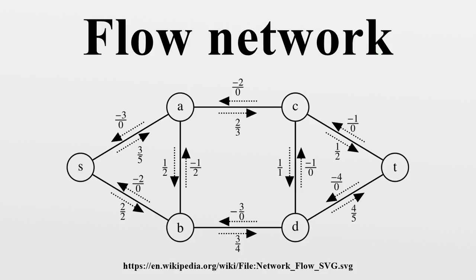So the residual network is constructed using graph G as follows. Vertices of the residual network equal vertices of G, and edges are defined as: for each edge, if there is capacity, make a forward edge with residual capacity, and if there is flow, make a backward edge with capacity. This concept is used in the Ford-Fulkerson algorithm, which computes the maximum flow in a flow network.